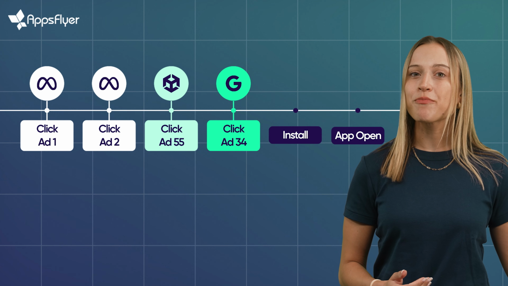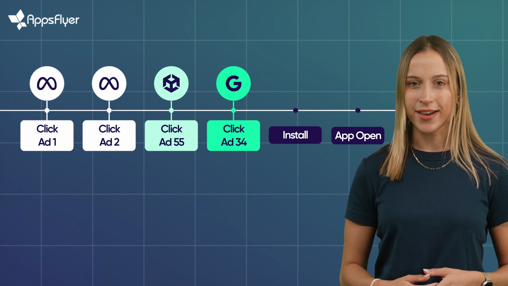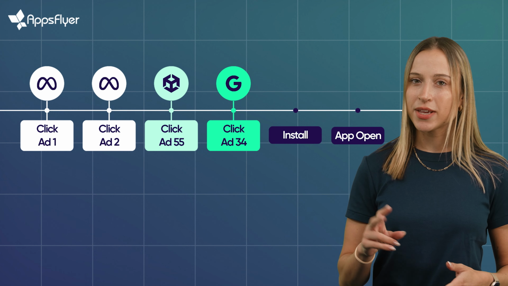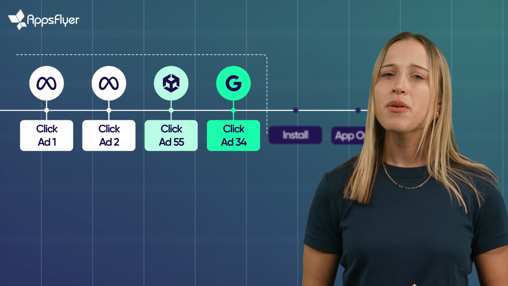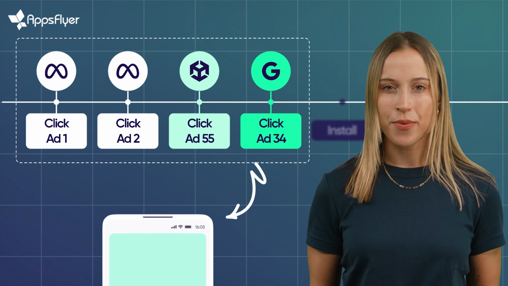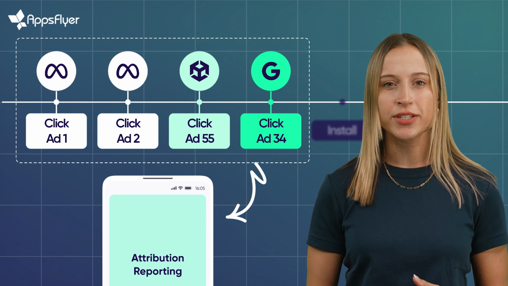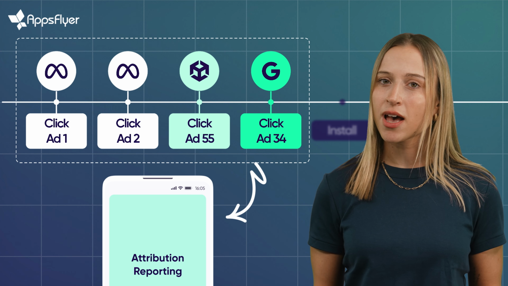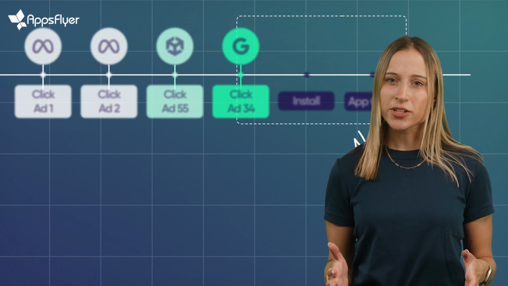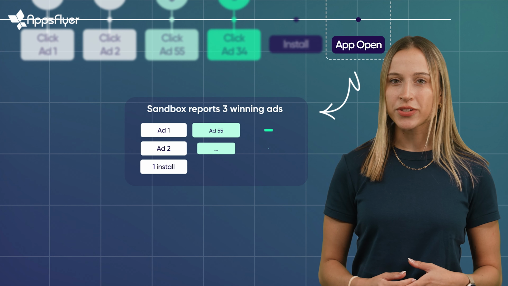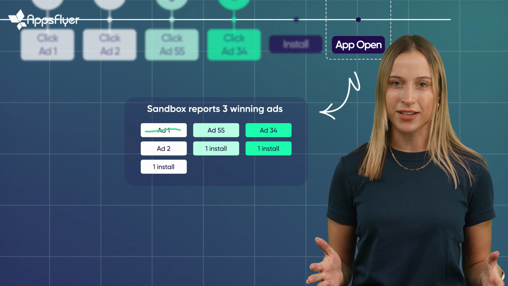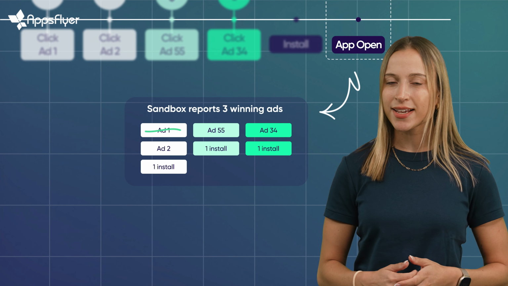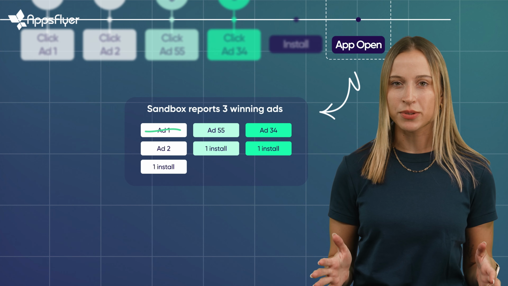Here's an example of multiple ad clicks recorded on the device. We have 2 clicks from media source 1, 1 from media source 2, and 1 from media source 3. When the user installs and opens the app, the device matches these triggers to the most recent ad click to determine which ad gets the credit. Once the triggers from each ad network match with the sources, we will have 3 winning ads that will be reported back to each media source. This is last click attribution, but on a per media source basis.